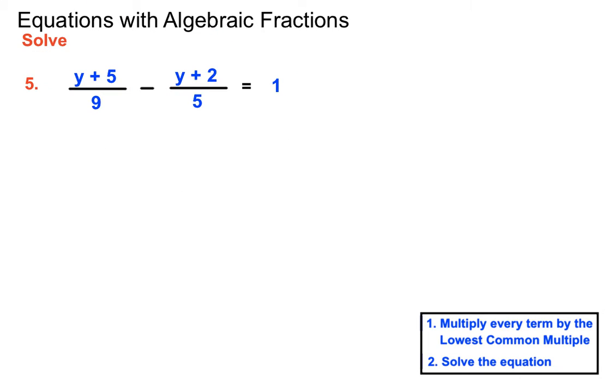Let's have a look at another one. Okay, now the lowest common multiple of 9 and 5. 9 5s are 45, and I can't think of any lower numbers than that 9 and 5 can both go into. So let's multiply every term by 45. The 9 goes into itself once and into the 45 5 times. The 5 goes into itself once and into 45 9 times.